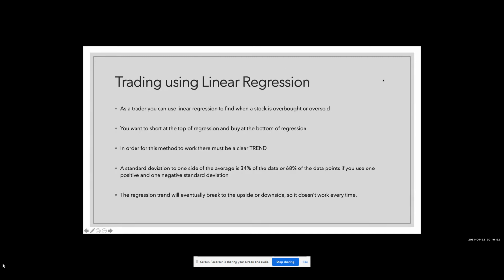As a trader, you can use linear regression to find when a stock is overbought or oversold, okay? You want to short at the top of regression and buy at the bottom of regression. In order for this method to work, there must be a clear trend.